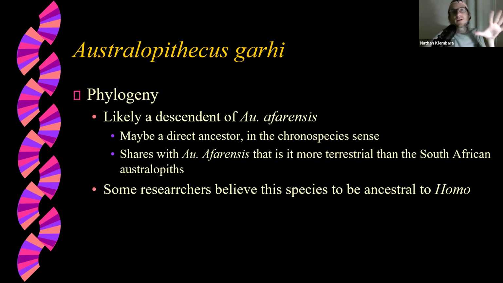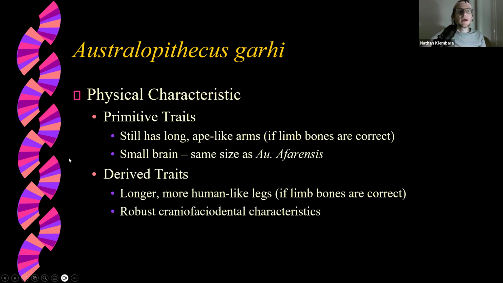So this might be one of those few examples of Pokemon evolution where Charmander evolves into Charmeleon, where Australopithecus afarensis is evolving directly into garhi. I know the biology majors in the room who are evolutionary specialists are freaking out, because this is not how evolution is supposed to work. That means they're the same species, but in evolutionary terms, we're calling them two different species. And some researchers believe that this species is the one that's most ancestral to Homo. We'll talk about why in just a second.